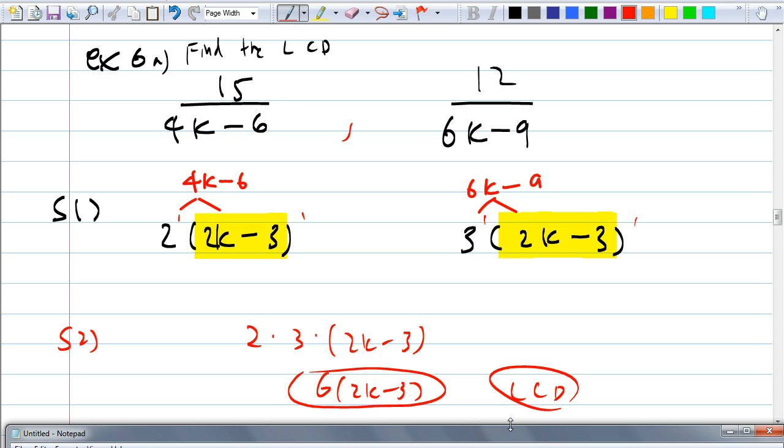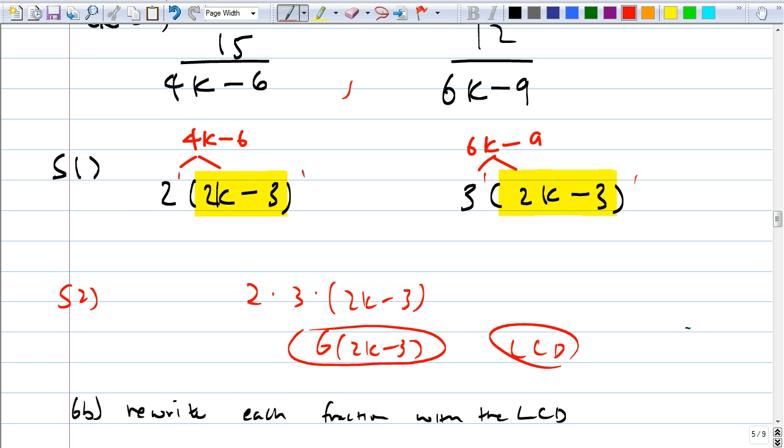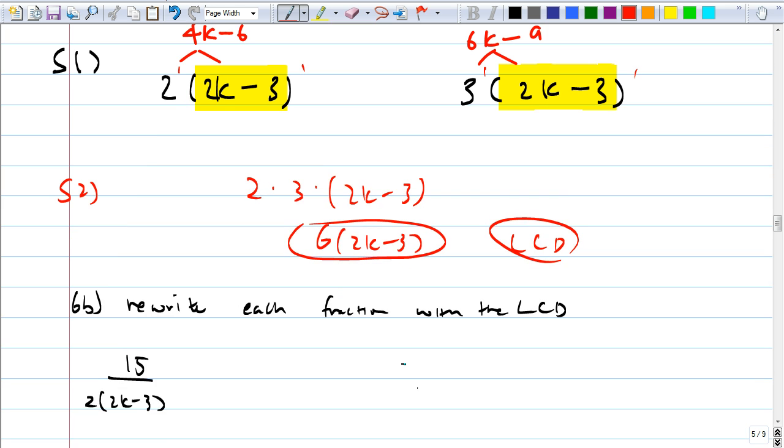Now, Dana, guess what I'm going to ask you now? Rewrite these fractions with the LCD. Okay, do you see what we're doing with this? Now, here's the second part. It says 6b. Rewrite each fraction with the LCD. So, I want you to rewrite 15 over 4k minus 6 with this LCD. By the way, do you think it's better to write 15 over 4k minus 6 with this factored LCD denominator? Yes, it is, because isn't it easier to see what you need to multiply? How can I rewrite this with this LCD? 6 times 2k minus 3. It's better if you leave it factored.